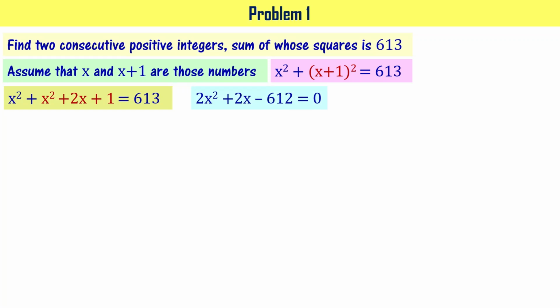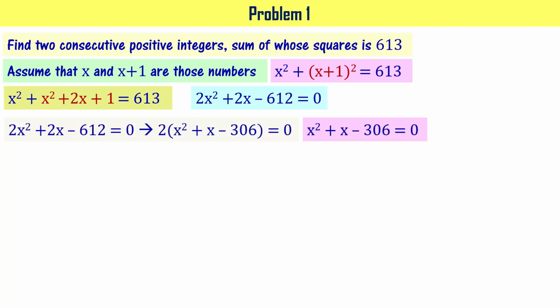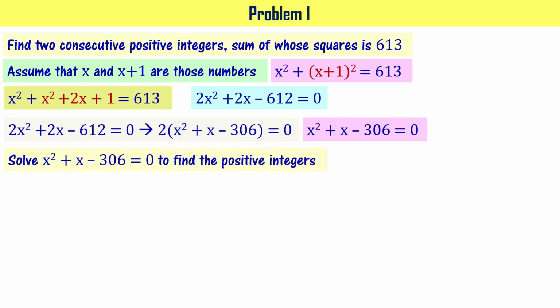This can be expanded and rearranged such that you write it as 2x square plus 2x minus 612 equal to 0. You can take 2 as the common factor out of this equation. It means it becomes x square plus x minus 306 equal to 0, right? Now we have to solve this equation to find the positive integers.